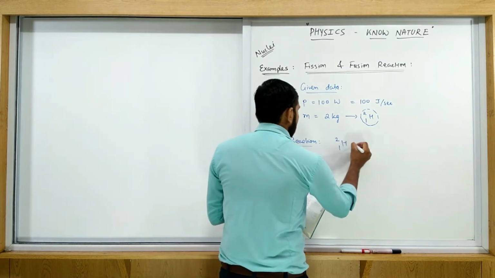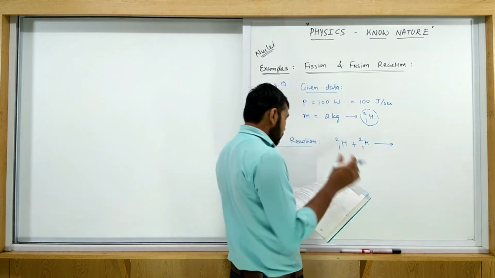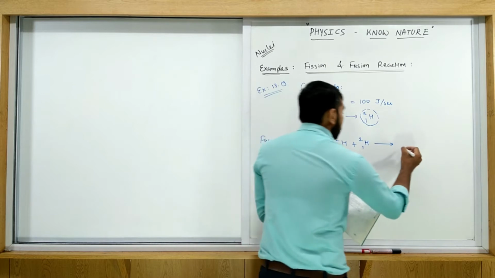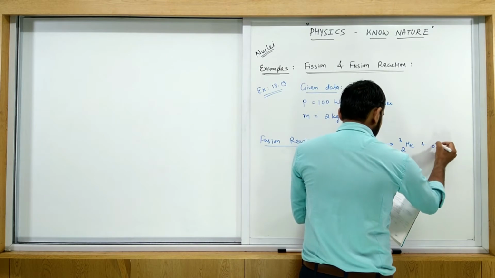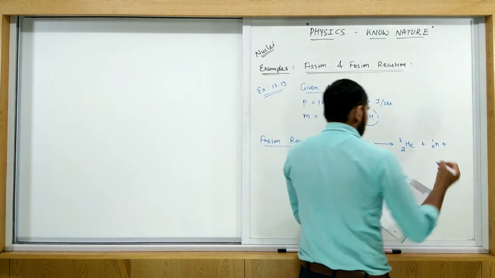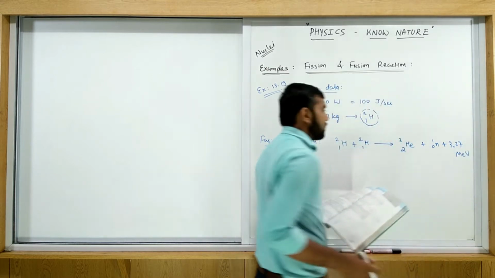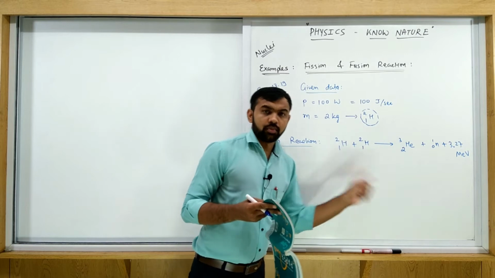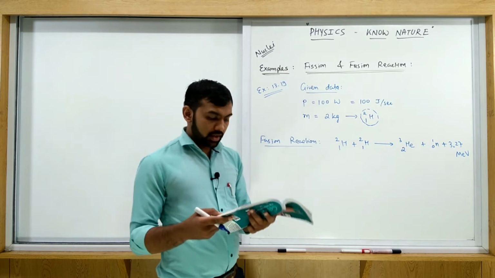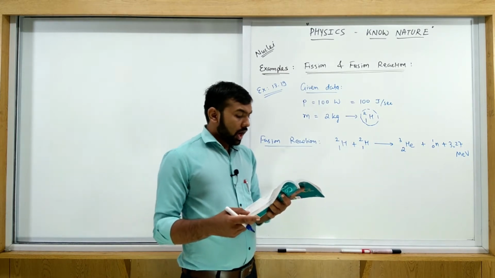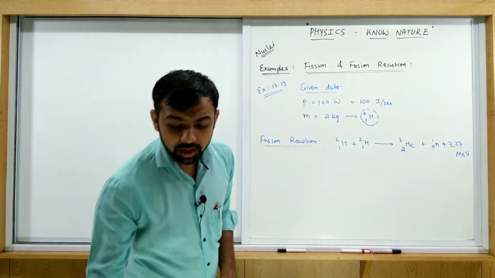1H2 plus 1H2, and by the fusion of these 2 deuterium, 2He3 is formed with a neutron and 3.27 MeV energy. This much energy is produced during one reaction. By one fusion reaction, 3.27 MeV. And we have to find out how long, underline this, how long this bulb is glowing.